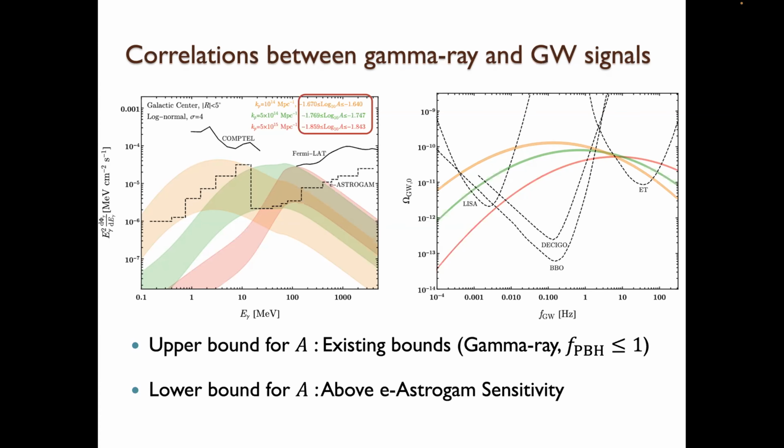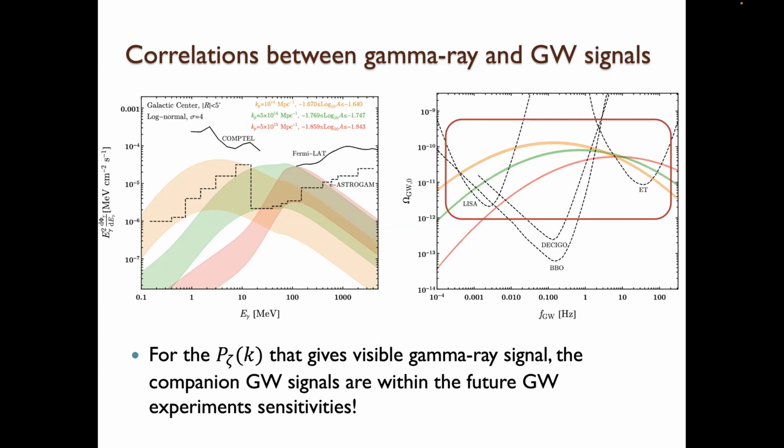And this is the corresponding gravitational wave signal from the same curvature perturbation. You can see the whole band actually lies inside the sensitivities of the next generation gravitational wave detectors. So once we find the asteroid-mass primordial black hole in the gamma ray signals, we also should be able to see the gravitational wave signals in DECIGO or other next generation detectors.